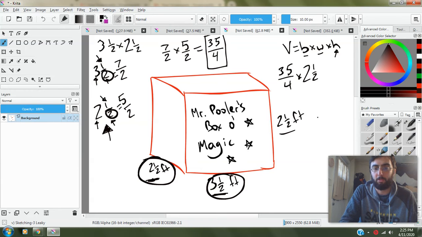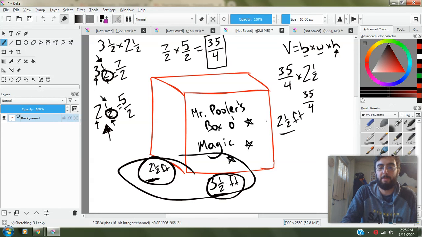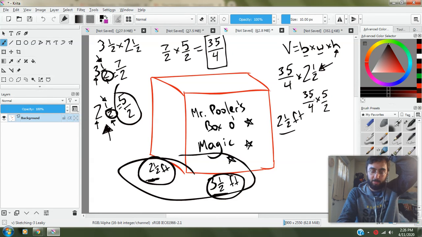I am running out of room. I think I can fit it in over here, squeeze it in. So 35/4. Remember, that's the result of these multiplied by each other. And I'm going to multiply that by 5/2, because that's what 2.5 is as an improper fraction. And I'm just going to multiply that out and see what I get.